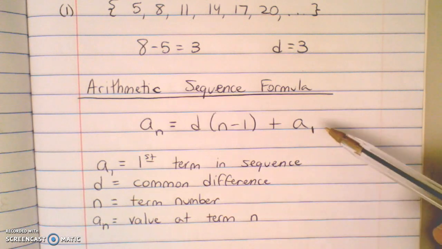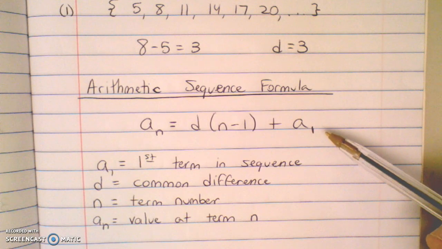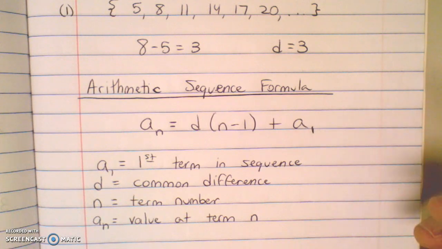So we use this formula to be able to find out any value in the sequence that I could look for. And really the only information that you need is your common difference and the term number that you're looking for in the problem. So let's try the examples with these.